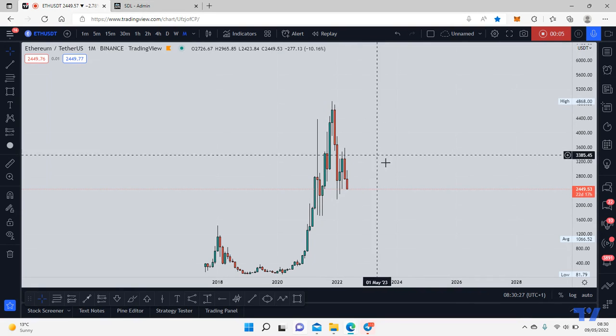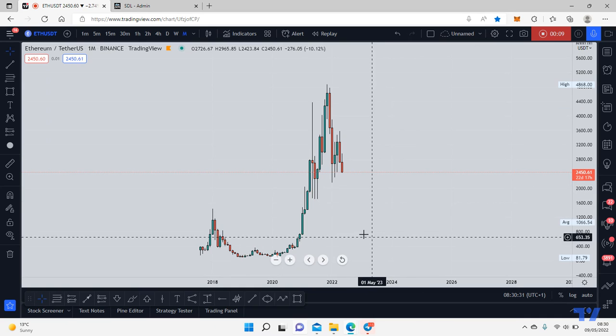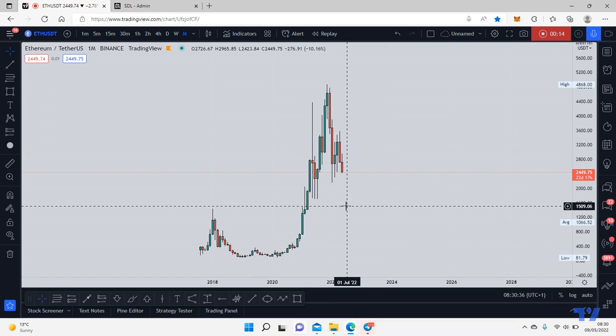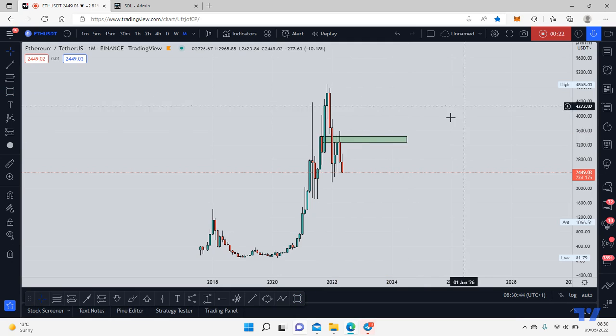In this video I'm going to make an update on the current situation that we are seeing on Ethereum from a top-down multi-time frame perspective. So here on Ethereum on the monthly time frame, as I've said previously in my previous breakdowns, we had a very important change of structure. And the change of structure I'm referring to is this level here.